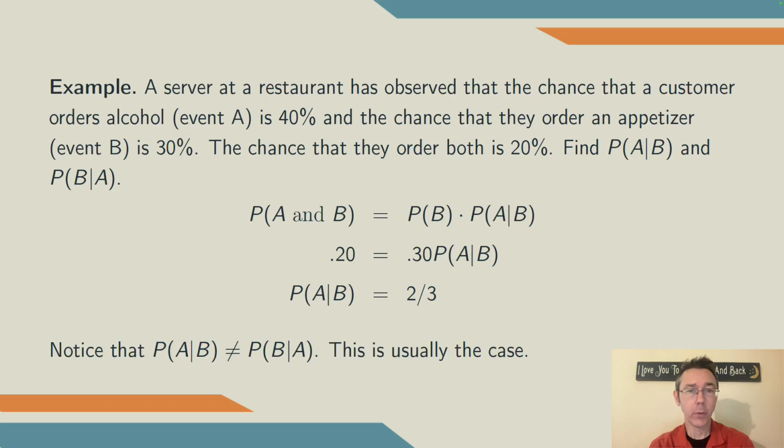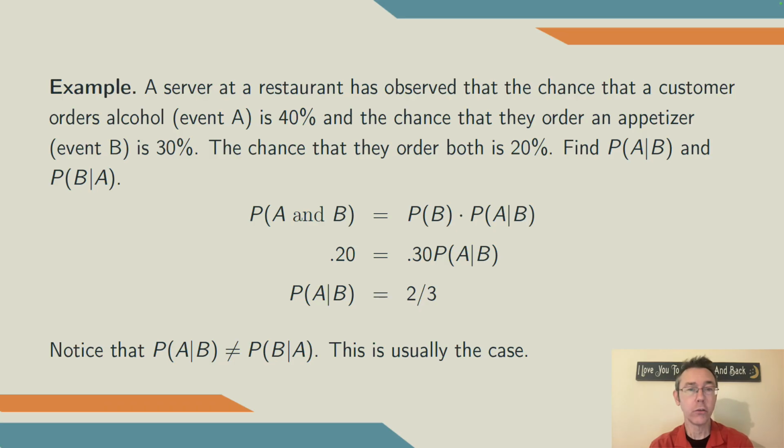We can do this the other way around as well, just flipping the roles of A and B. The probability of A and B is the probability of B times the probability of A given B. So again, plugging in, simplifying, we get that the probability of A given B, the probability that they order alcohol given that they ordered an appetizer, is 2/3.